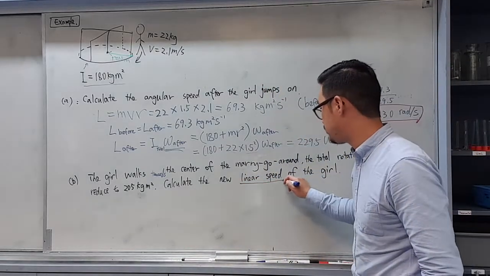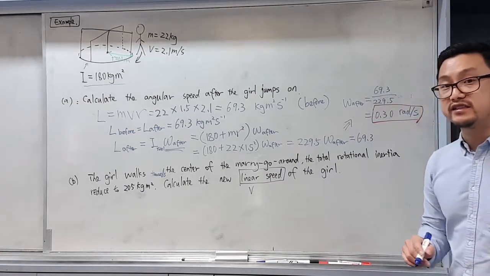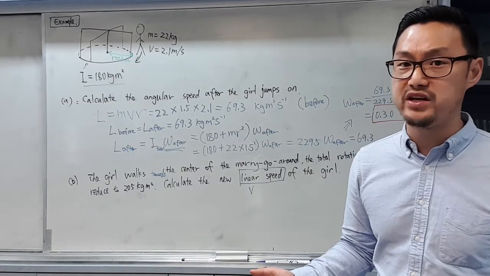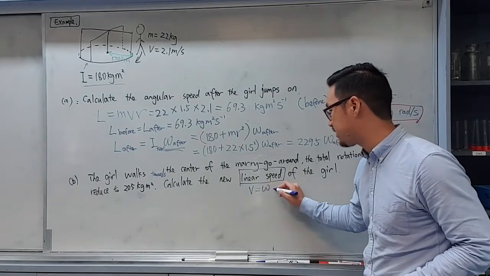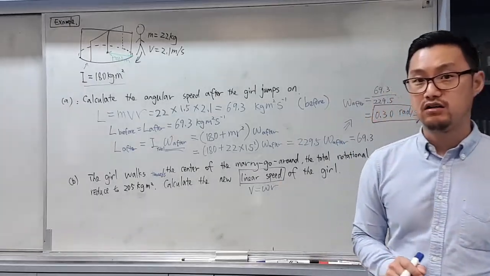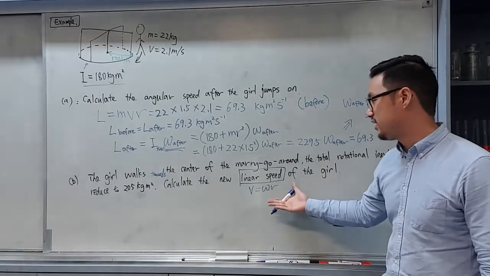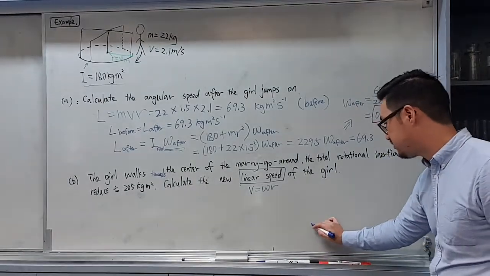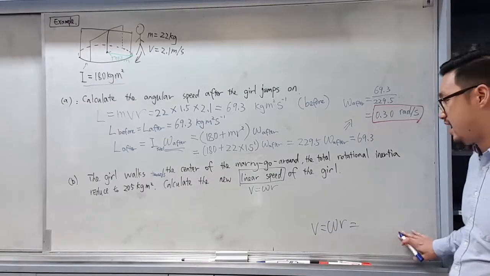So now we want to know v, the linear speed. And this is a rotational system, so how do we calculate linear speed? We only have one equation, which is v equals omega times R. If we know omega and we know R, then we can calculate the linear speed. So I'm going to write this equation at the end: v equals omega R. That should give me the answer.